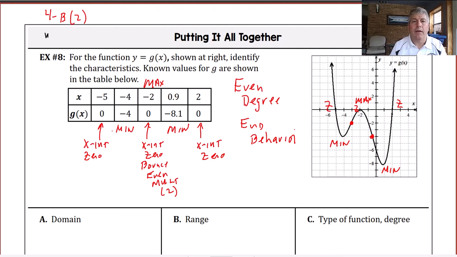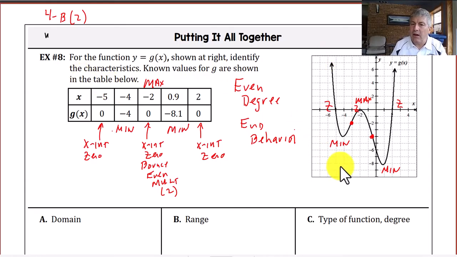Welcome back. In this video, as it says here, we'll put it all together when it comes to turning points, relative maximum and minimums, and points of inflection. So let's take a look at our sample problem 8 here, and we've got a function y equals g of x shown at the right. Identify the characteristics. Known values for g are shown in the table below.